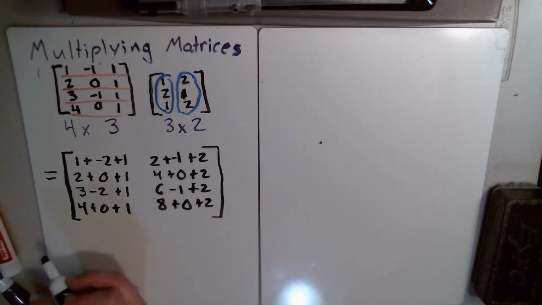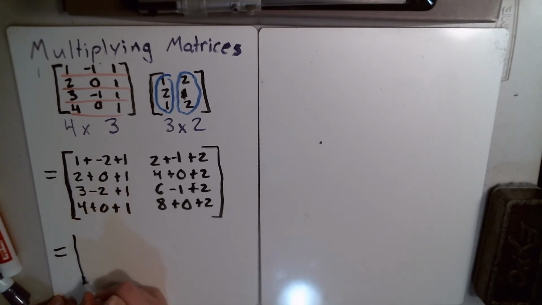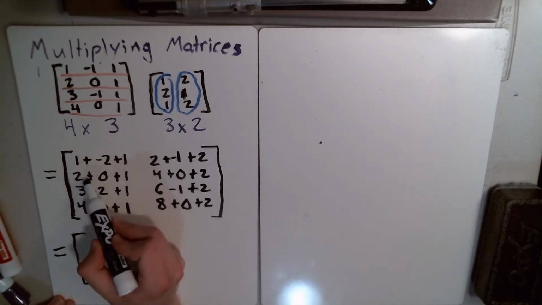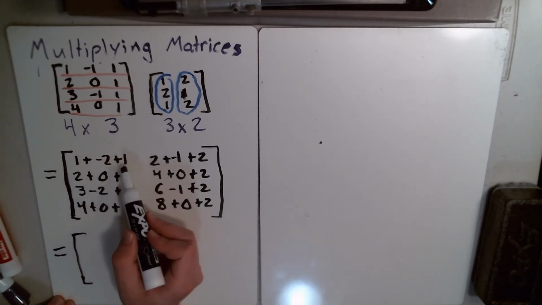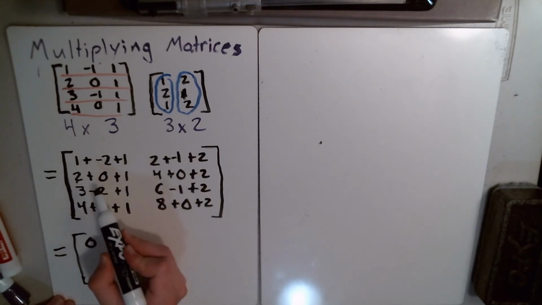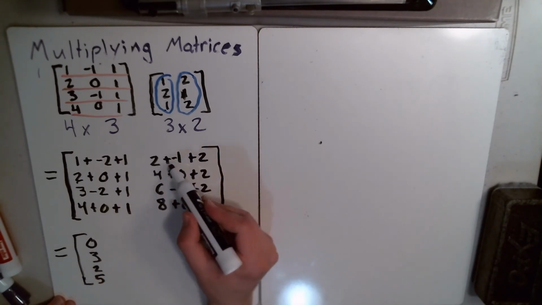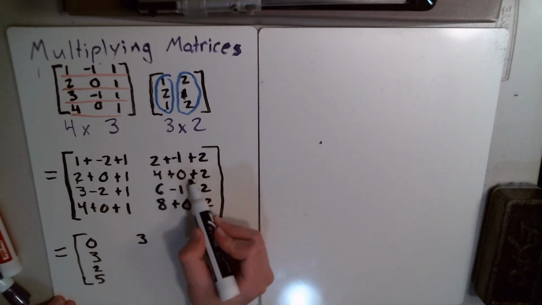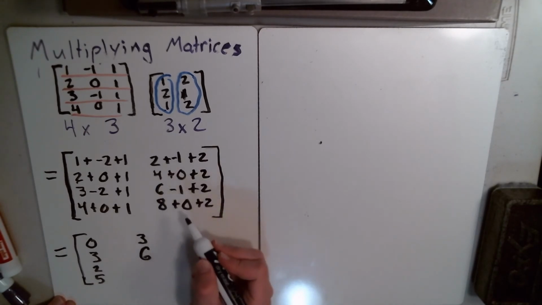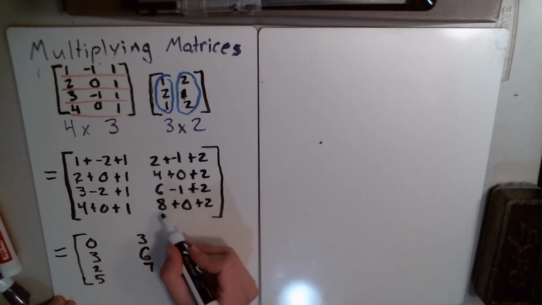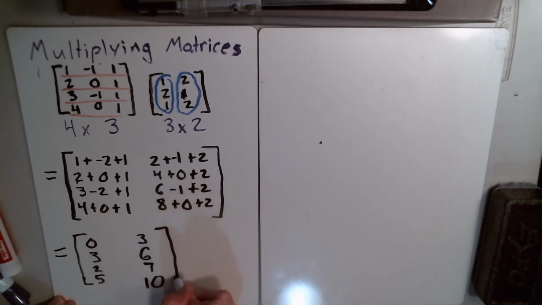Whew. So now we just simplify. When we simplify 1 plus negative 2 plus 1, that's just 0. 2 plus 0 plus 1 is 3. And then 2 minus 1 plus 2 is 3. 4 plus 0 plus 2 is 6. 6 minus 1 plus 2 is 7. 8 plus 0 plus 2 is 10. So this would be the product of those two matrices.